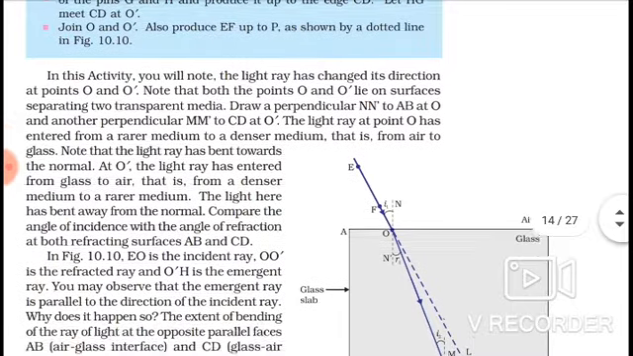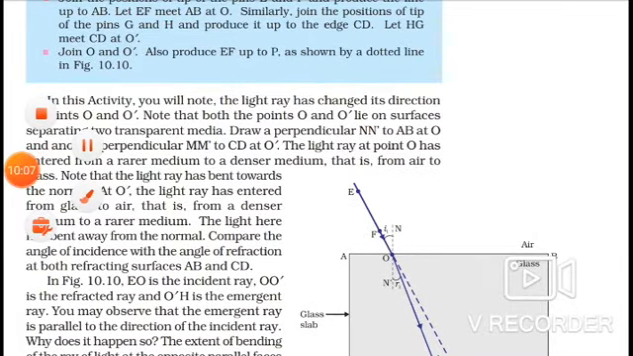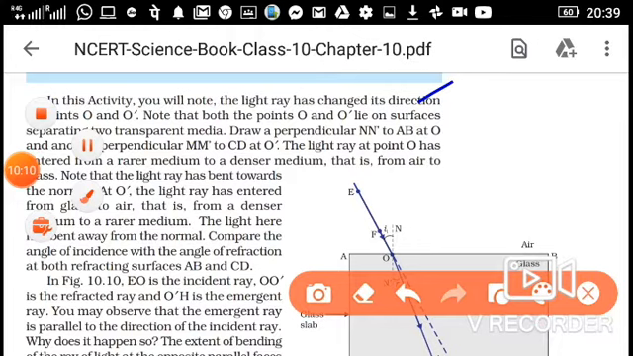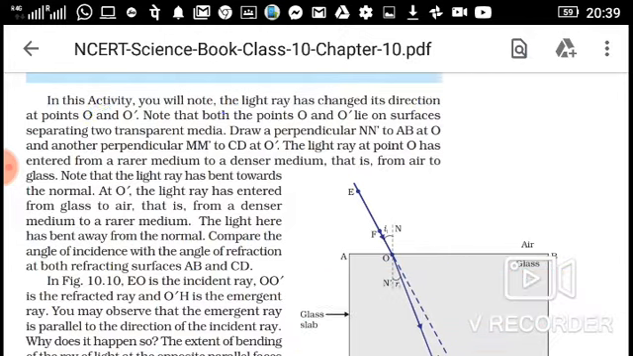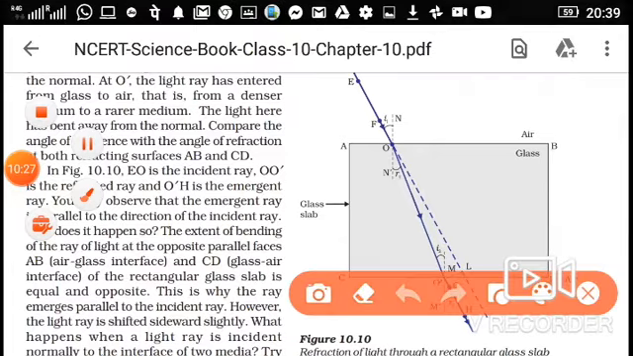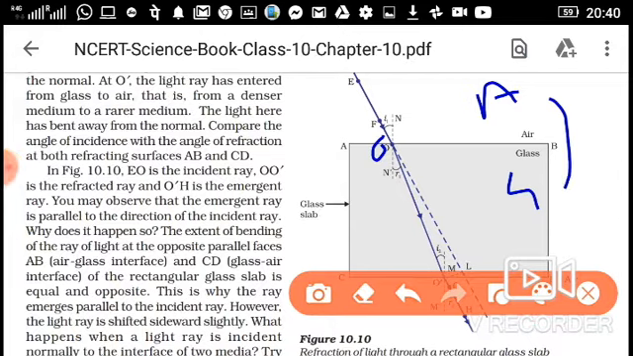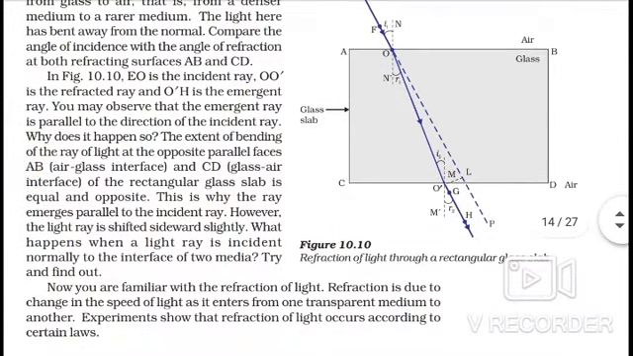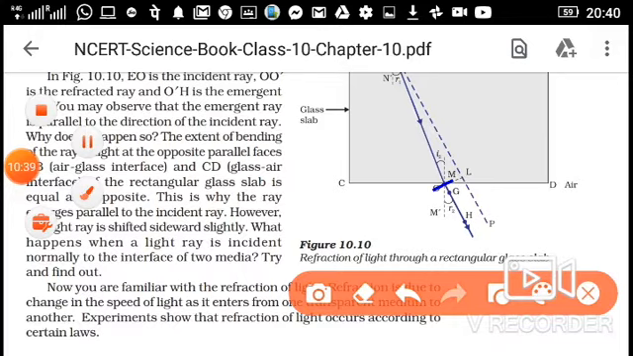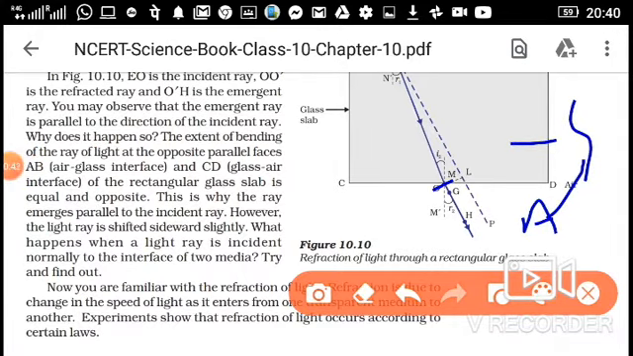Now in this activity you will note the light ray has changed its direction at points O and O dash. Note both the points O and O dash lie on surfaces separating two transparent media. Here you see this O point. It separates air and glass, two media, and the last point O dash also separates air and glass, two media, by this CD line.